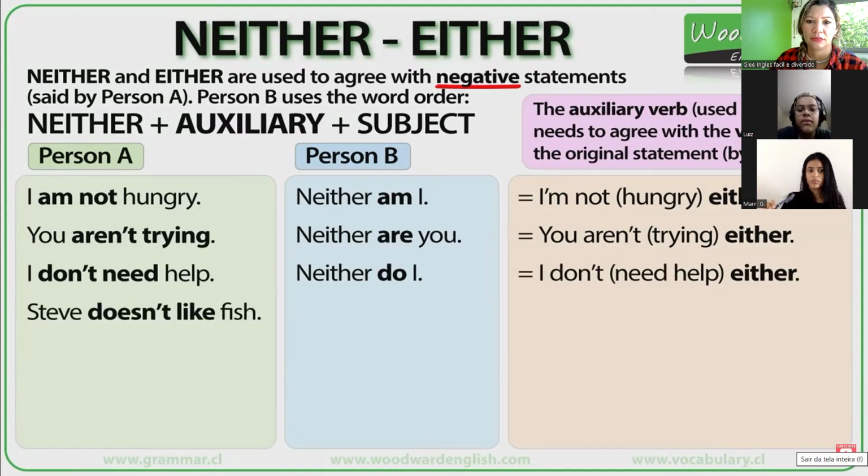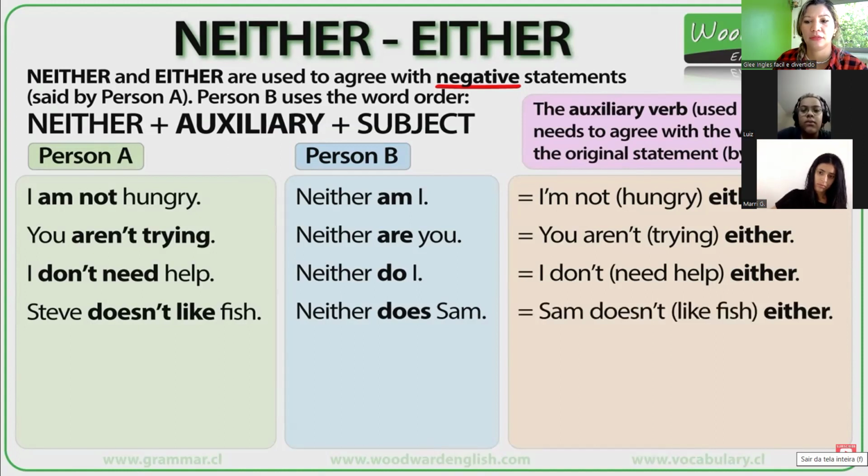Steve doesn't like fish. You could say, neither do I, but let's talk about another person. Let's use the name Sam. The response would be, neither does Sam. Does, because the auxiliary does is used for he, she, it. When I say, neither does Sam, it means Sam doesn't like fish either.